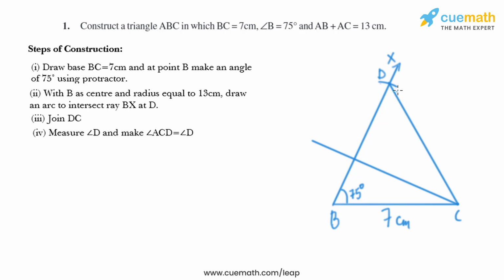So this angle D, and we'll mark this point as A. This angle ACD is the same. So these two angles, the one in red, angle ADC is the same as angle ACD. So we have got ABC as the required triangle.